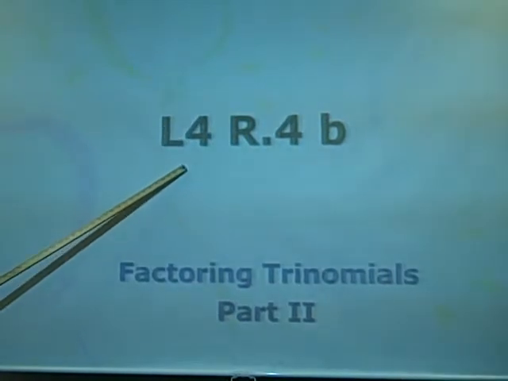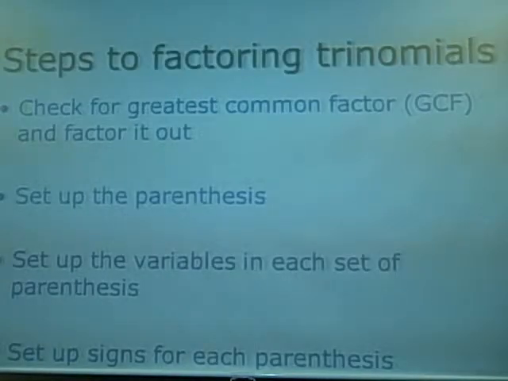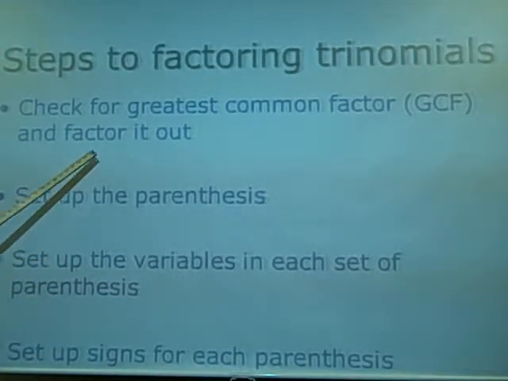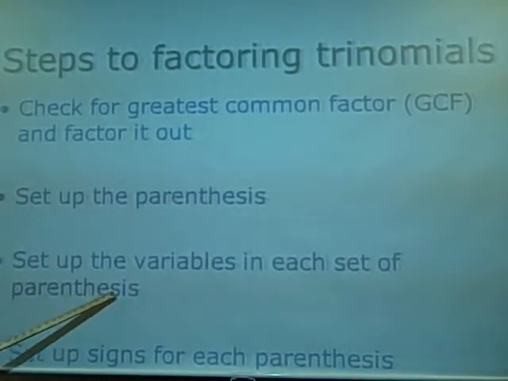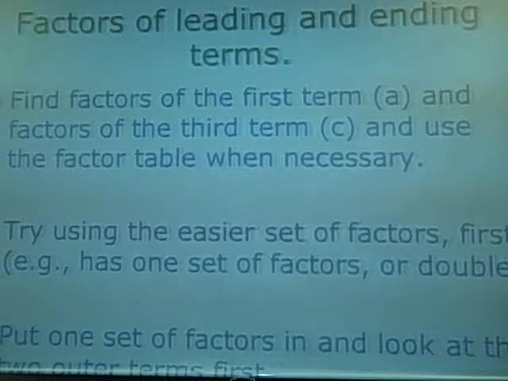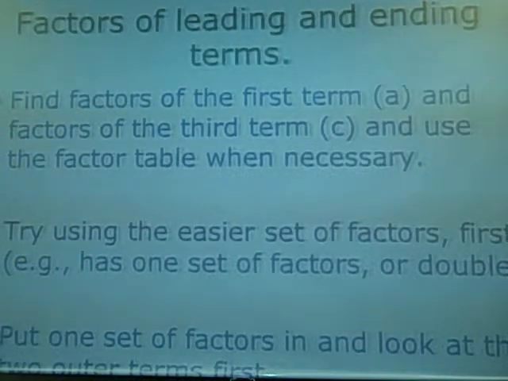This is lesson 4, section R.4b. This is factoring trinomials part 2. Basically, we're still following the rules: set up our parentheses, set up our variables, set up our signs. We still want to look for the greatest common factor. None of that's changed. But now we're factoring trinomials with a leading term coefficient that's greater than 1.